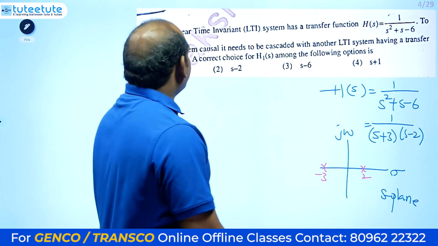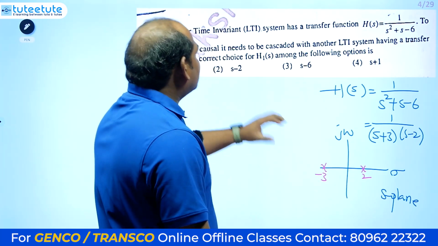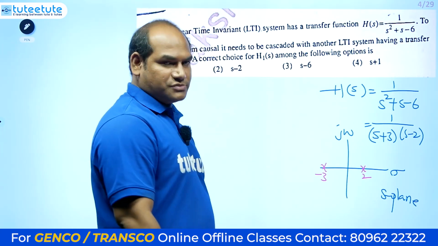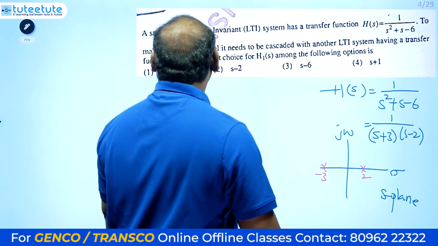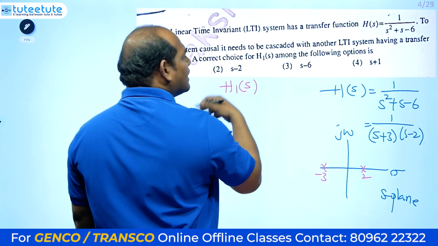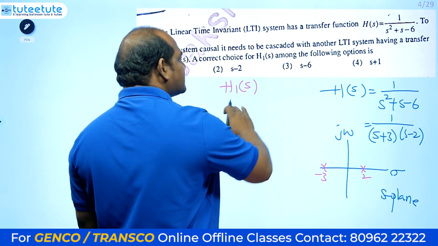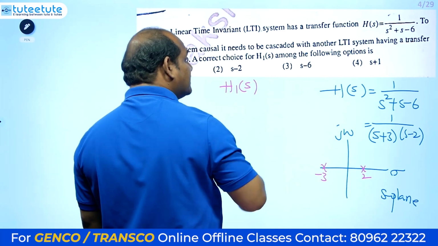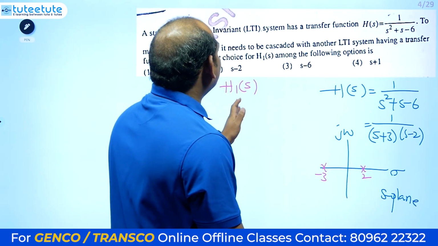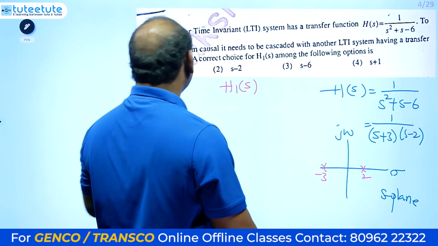Okay. Then to make this system causal, it needs to be cascaded with another LTI system, having a transfer function H1(s). This is another LTI system. It is to be cascaded with this one for making this system causal. Okay, a correct choice of H1(s) among the following is. Okay, one by one we will check.